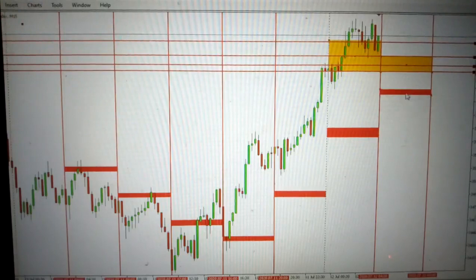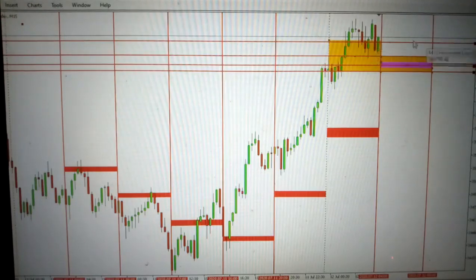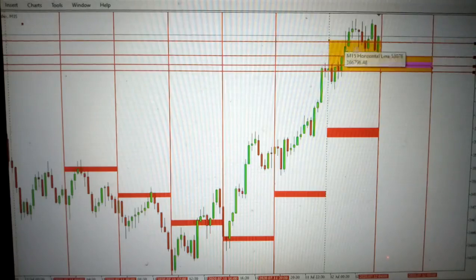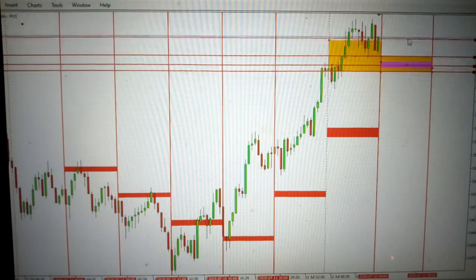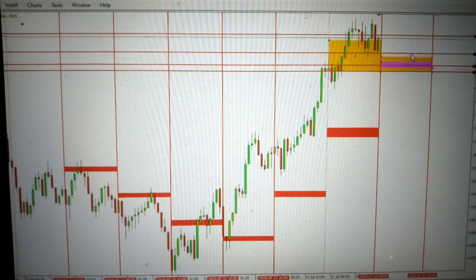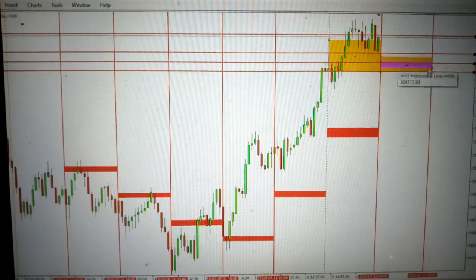Okay, so I should find my support around there if price closed on this line. If price closed on this line, I should find my support around here. Or even if it closes here, it's just for me to move my vertical lines just a bit. So I'm still in order.